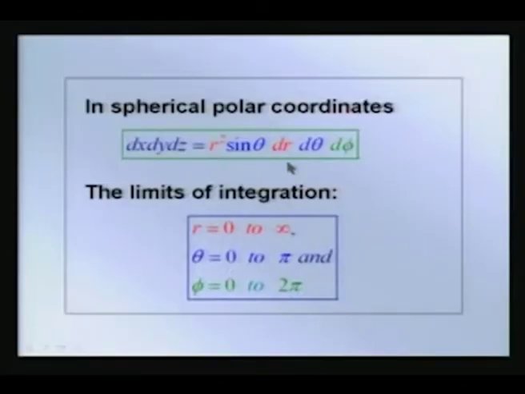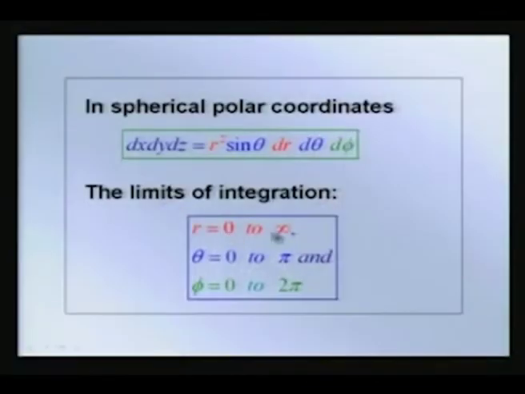If you do not know that, this is one thing worth memorizing. dx dy dz has to be replaced by r square sin theta dr d theta d phi. What are the ranges of the values? r is of course the radius of the sphere. You recall that it is a spherical polar coordinate system where r represents any given sphere of radius r.